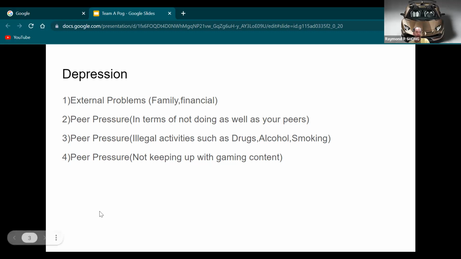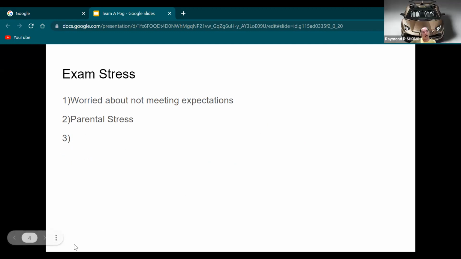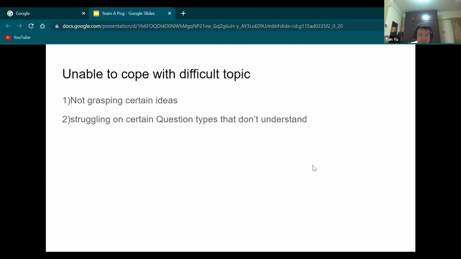Good. This one is about exam stress. There's worry about not meeting expectations, not just by your parents, but by yourself and your friends. It's quite common for some people like us to be competitive. And then basically this was underneath this. I wasn't done with this, so yeah. Anything to add on for Han-Ling? No, I'm letting Tian Yu speak for the rest. So yeah. All right, unable to cope with difficult topics.